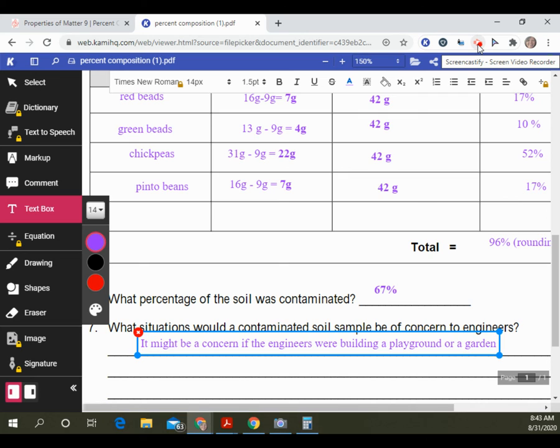Okay, so I'm going to stop the recording for this part, and I'll make a second recording for our example problems that you'll be turning in later.